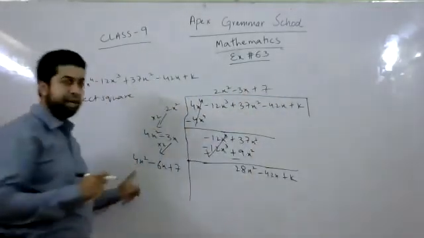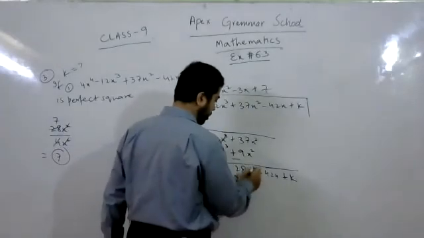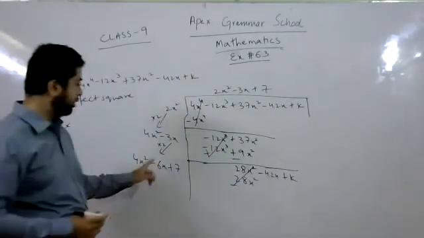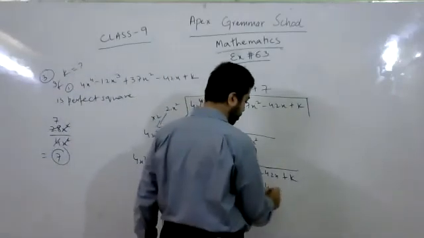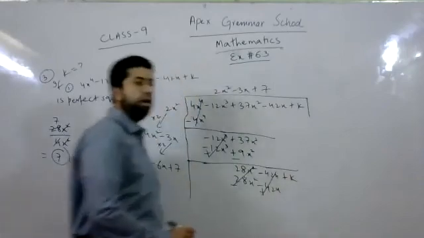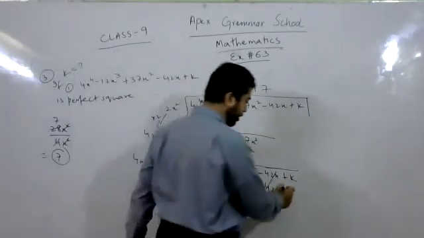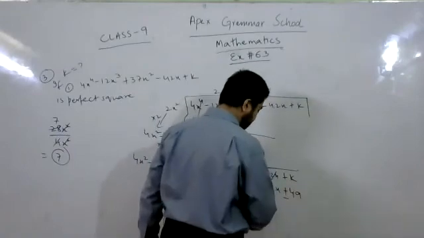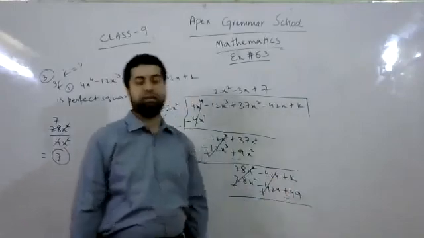7 4's are 28, 28x squared. Change the sign, cancel it. 7 6's are 42, minus 42x. Change the sign, cancel it. 7 into 7 is plus 49. This is the constant. Change the sign. And you are left with k minus 49.